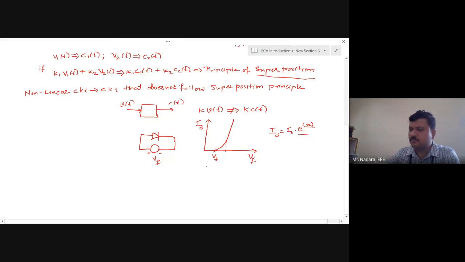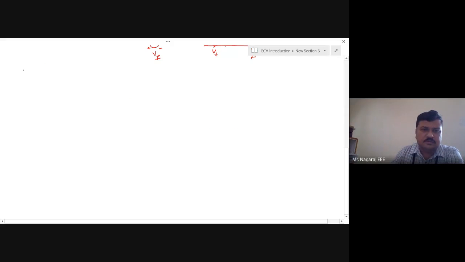Next, bilateral circuit. Next point is bilateral circuit. So what is a bilateral circuit? If the response of the circuit is identical irrespective of the direction of current in it, it is called a bilateral circuit.